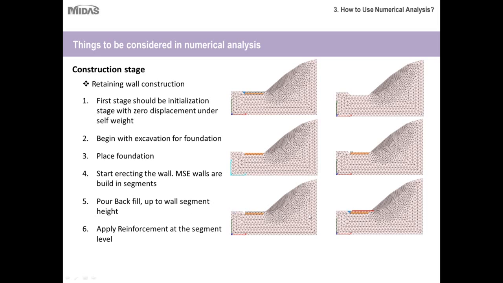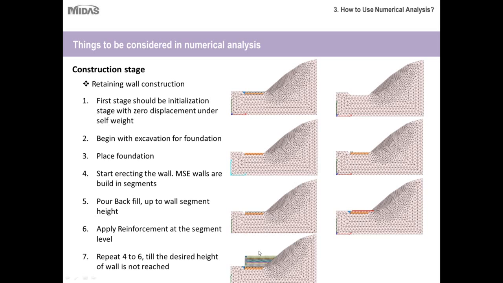And then we'll keep on repeating the step. That is, we'll first have the segment block placed, then we'll pour the backfill, then we'll apply the reinforcement, and then move forward. We'll continue doing this till we reach the desired height of the structure.